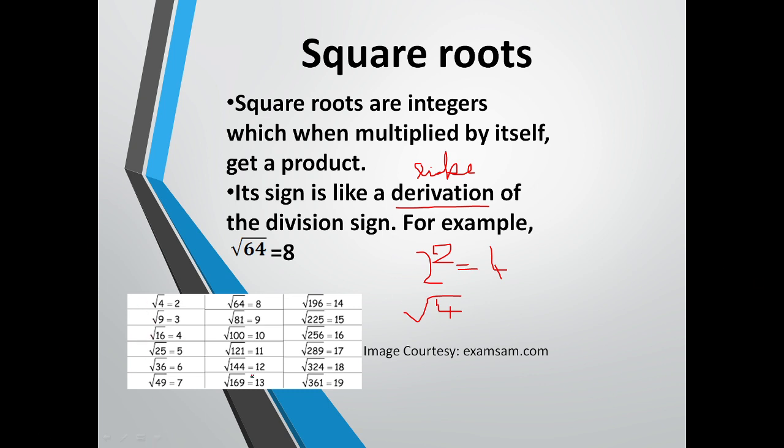For example, if you have to take out the square root of 4, what is the square root of 4? We have taken out over here 2 to the power 2. 2 into 2 is 4. Square root of 4 is then 2. So square roots are integers which, when multiplied by themselves, get a product. 2 to the power 2 equals 4, and the square root of 4 is equal to 2, because 2 into 2 is 4. So for example, the square root of 64 equals 8.